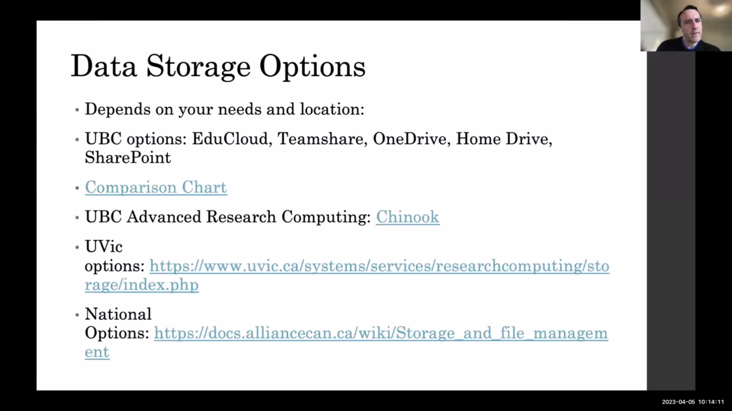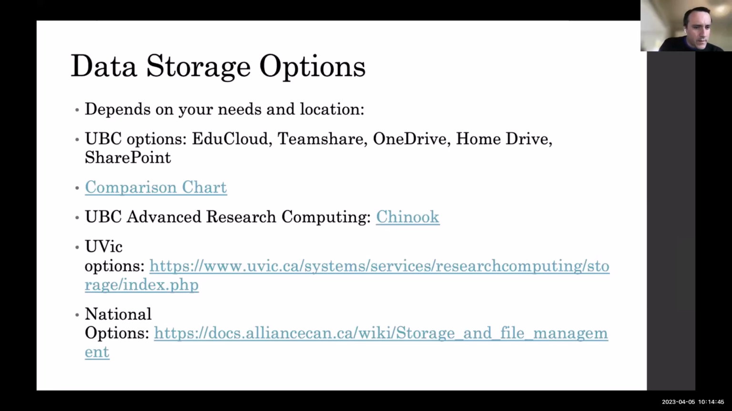Data storage options. So these depend on what you need, and they also depend on your location. So at UBC, there's several options available: EdgeCloud, TeamShare, OneDrive, Home Drive, SharePoint. You've probably made use of some of these. Eugene made a comparison chart, which we provided the link to if you're interested in the details and what these offerings entail. There's also a storage system available through UBC ARC called Chinook that requires an application.